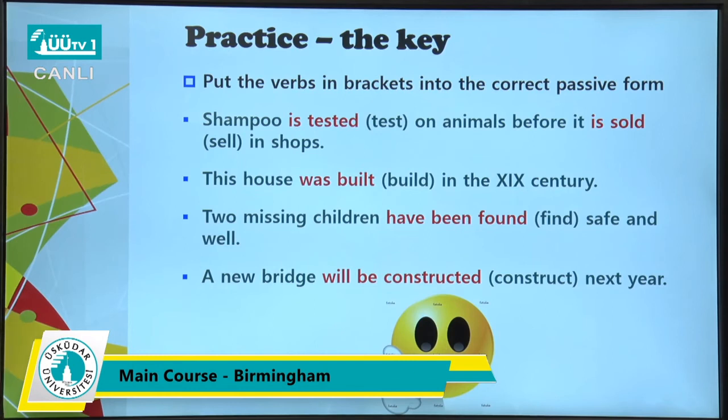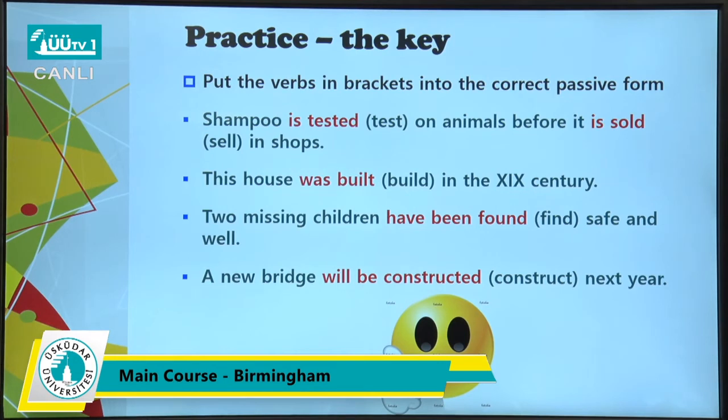Okay, so let's go through the sentences together. Shampoo is tested on animals before it is sold in shops. This is a passive voice, right? So you cannot see any clues about past tense or future tense. From the meaning also you can understand that this is happening in the present. So to be verb plus past participle, which is tested, is sold.